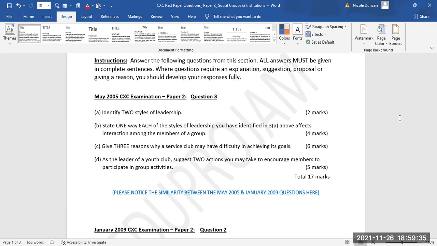Question B: state one way each of the styles of leadership you have identified in question 3A above affects interaction among the members of the group. So they're asking one way for each style. This has a score of 4 marks, so we know that each way that you explain for each style is worth 2 marks. Let's look at democratic first. What can we say about the style of leadership? One way that the democratic style of leadership affects the interaction among members of the group.